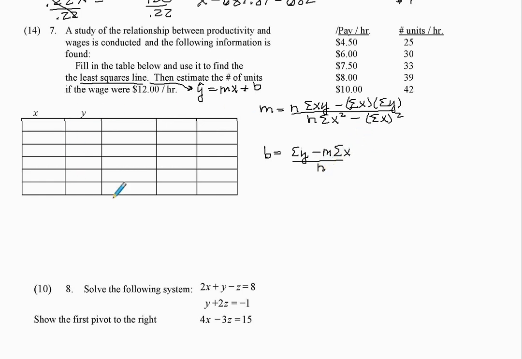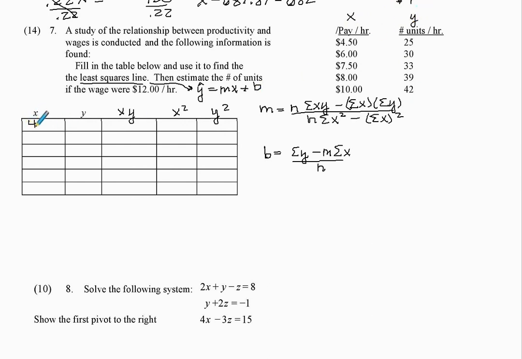So we have to fill in this table here to find these quantities, the sum of xy, sum of x, sum of y, and the sum of the x squares. So you have an x column, a y column, you'll need an x times y column, so you'll multiply straight across. You need an x squared column and a y squared column. So the number of units per hour depends on the pay. As the pay increases, the workers manufacture more units per hour. They've got more incentive to do so. So pay is our x and units are our y.